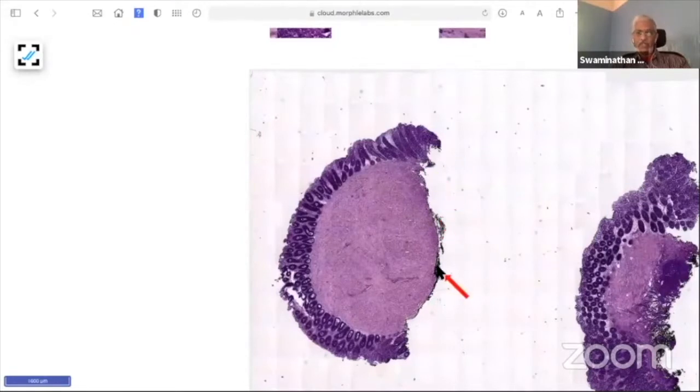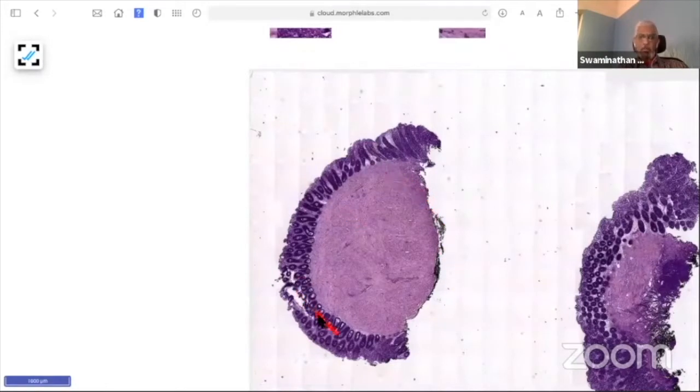Whenever it is present in the margin, it may recur. Chances are less because this is a benign condition. But because of the incomplete removal, it may regrow. That you have to tell the clinician. So margin, cellularity, atypia, mitosis, necrosis. And when there is mitosis, what is the number in 10 high power fields? Is it typical or atypical? Because even if you see one atypical mitosis, it is malignant.